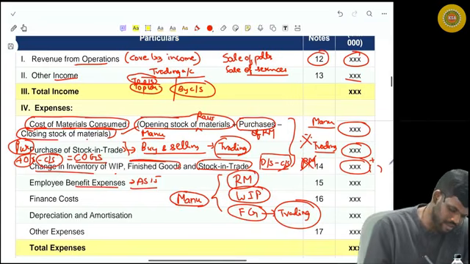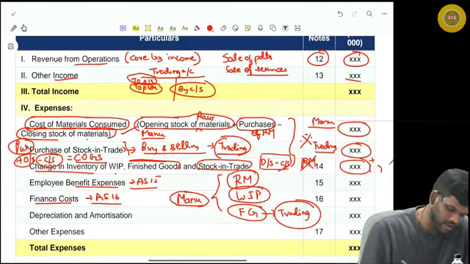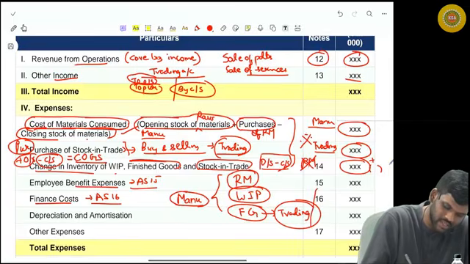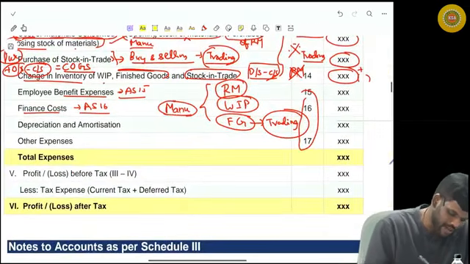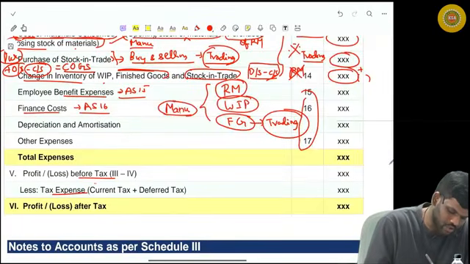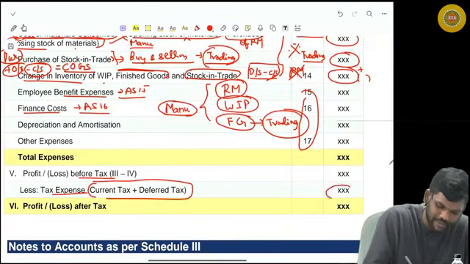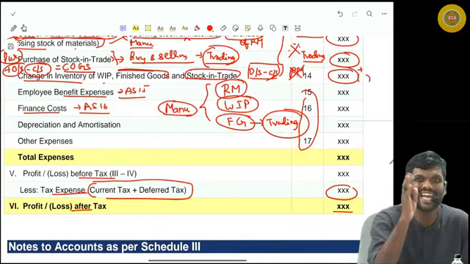And then we have finance cost, which is basically our interest expense under AS-16. And then depreciation and amortization, which you are charging for your PPE and intangible assets, will come. And then we will have other expenses. We will see note 16 and 17 after this. And once you do, we will have profit and loss before tax. And then whatever is the tax expense, you should take both current tax as well as deferred tax, subtract that, and then you will have profit after tax.